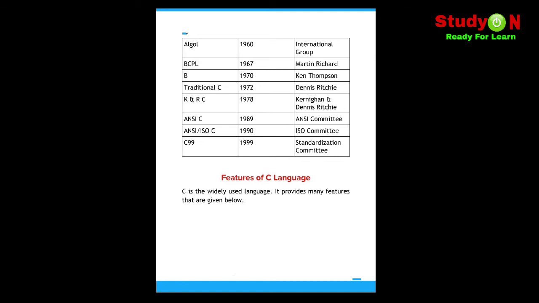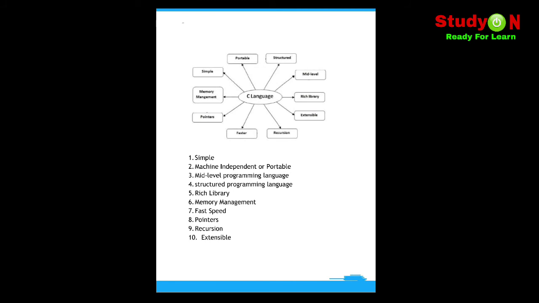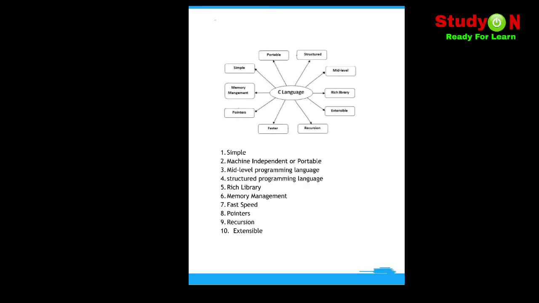Now we are discussing features of C language. C is the widely used language. It provides many features that are given below. C language has features: simple, machine independent or portable, mid-level programming language, structured programming language, rich library, memory management, fast speed, pointers, recursion, and extensible. Now I am explaining each term.